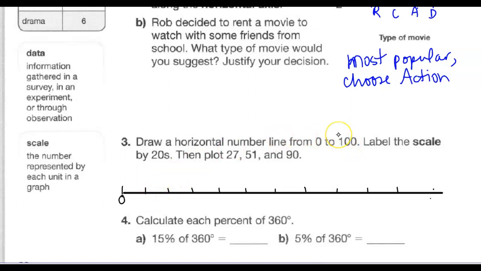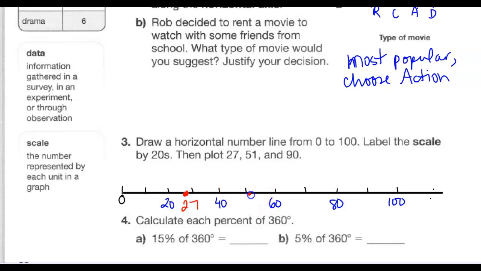Oh, it does say to go by 20s. So I've done it by 10s, but then I'll label by 20s. So every 2 would be, oops, this would be 40, and then 60, and then 80, and then 100. Okay, and then when you're plotting 27, 30's halfway in between, so 27 would be a little bit before 30.